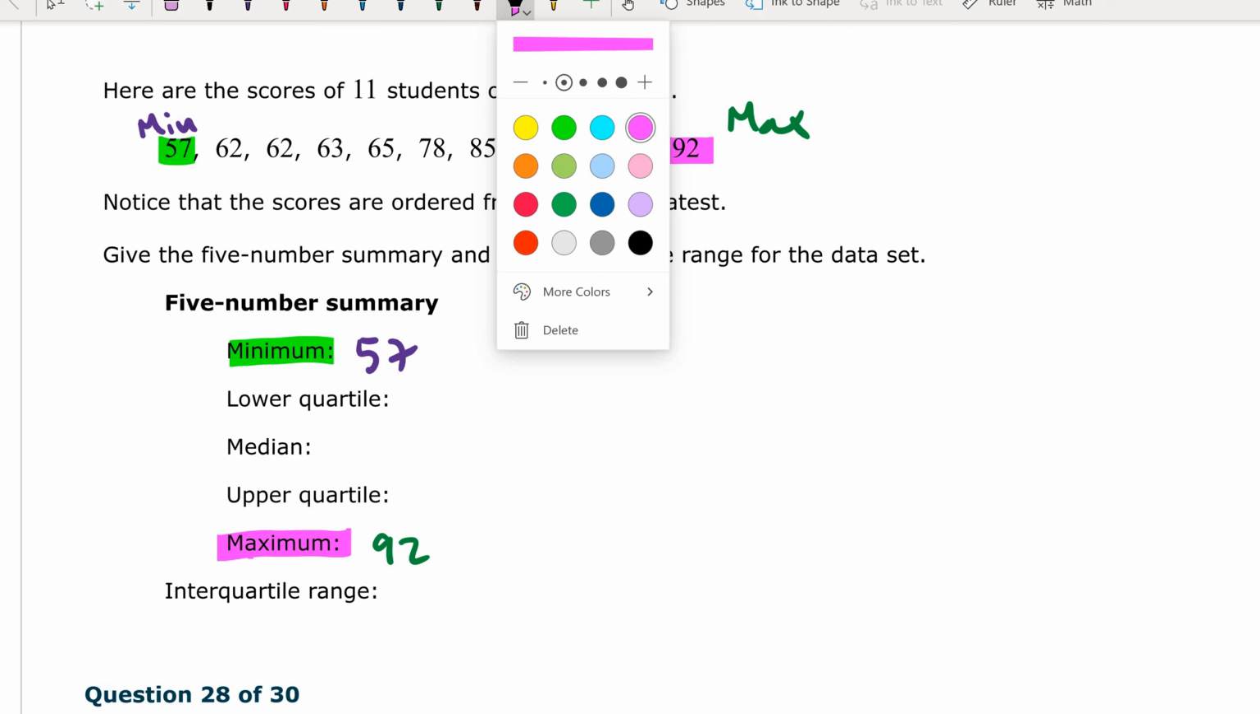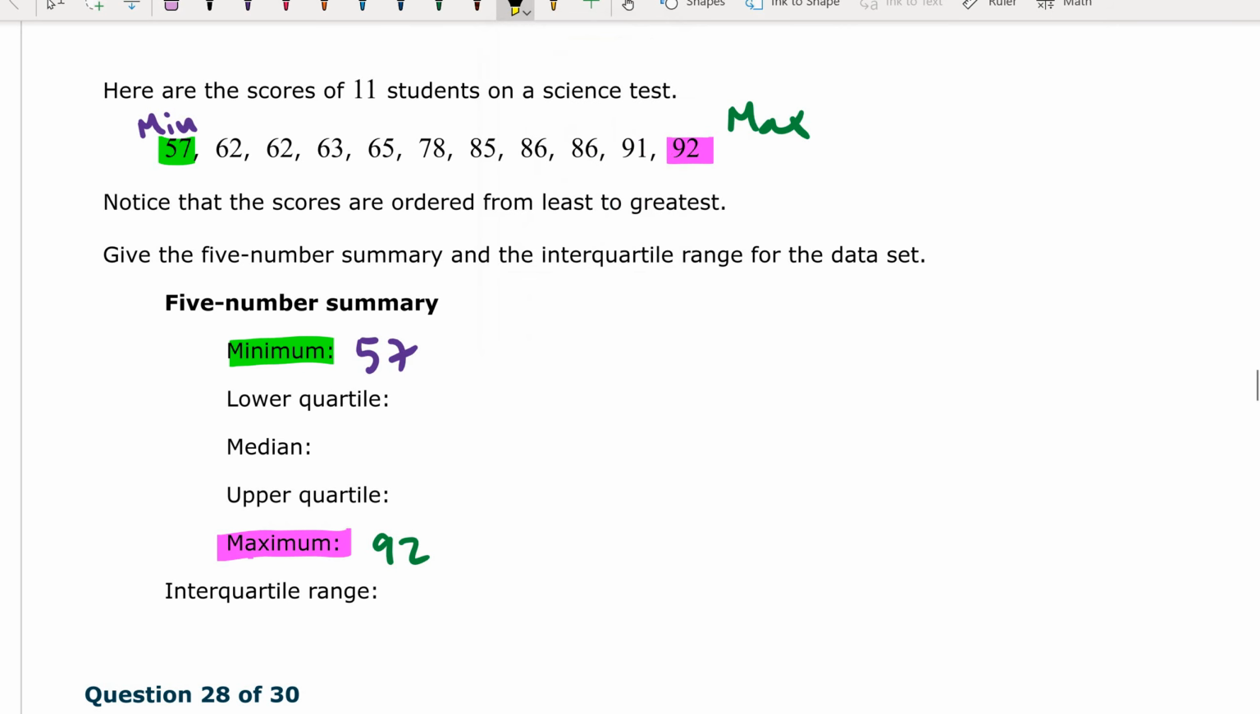Median is the middle of the set. Okay, so median is middle. It's 1, 2, 3, 4, 5. 1, 2, 3, 4, 5. So the median of this set is 78. Now I said this before, and I will repeat it. If there's two numbers in the middle, you're going to add them up and divide by 2. Alright, so median is 78.